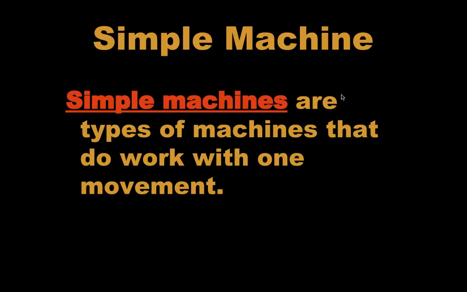We're going to talk about 6 simple machines. Now, simple machines are types of machines that do work with one movement. In general, they do work in just one movement. And we're going to talk about 6 types of simple machines.